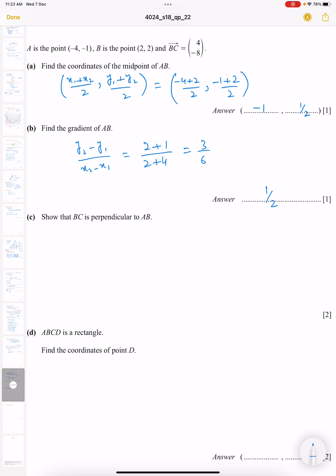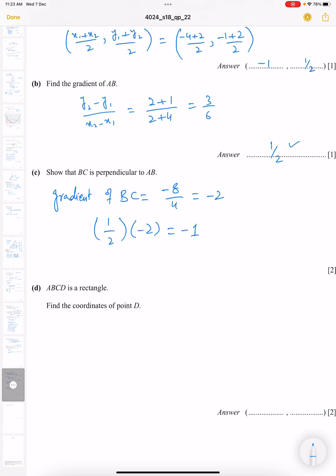Show that BC is perpendicular to AB. So gradient of AB is found, it is 1 by 2. Gradient of BC: in vectors, gradient is always y component over x component. So minus 8 over 4, it is minus 2. If we multiply both the gradients, 1 by 2 times minus 2, we get minus 1. This is the condition for perpendicular lines, that product of their gradients should be minus 1.